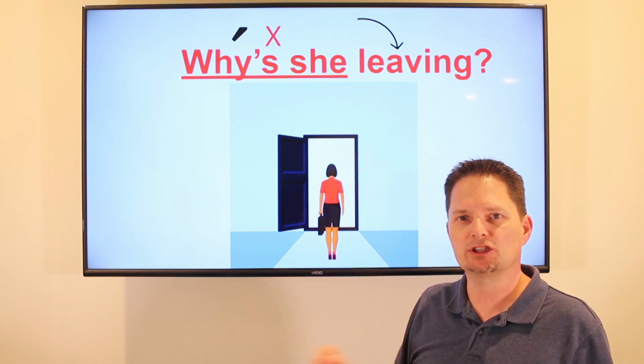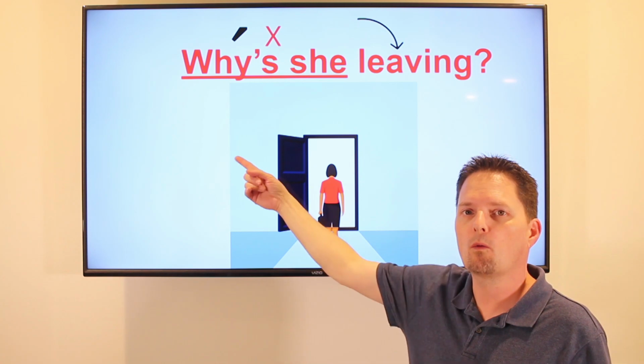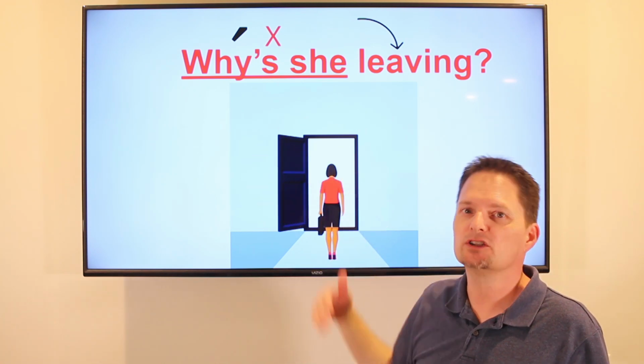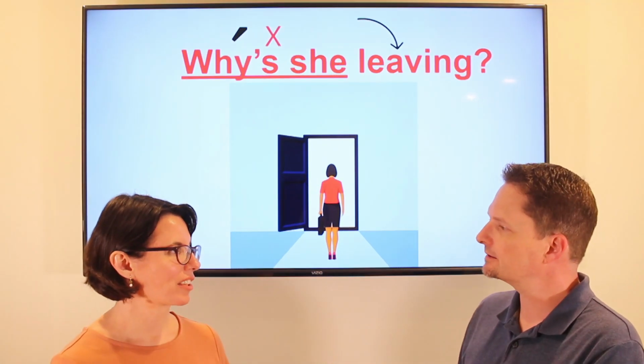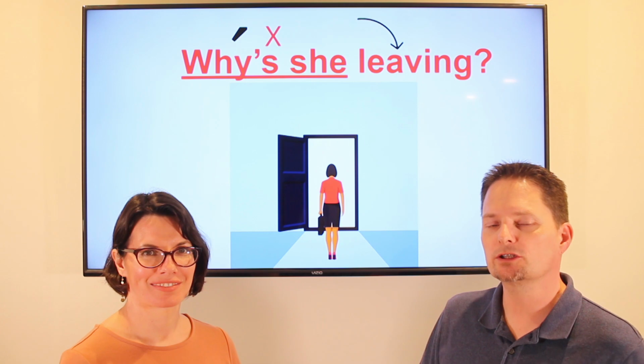We don't say, why is she? There's no z sound. You don't hear z. Why is she? Why is she leaving? She had an emergency. Ask the question. Why is she leaving? She had an emergency. Ask the question.